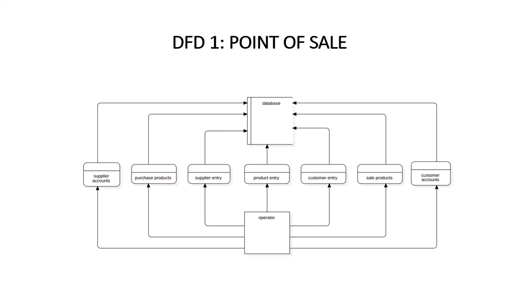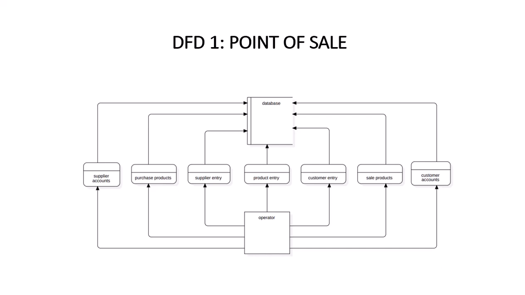Product entry: the operator enters the product, and product entry goes through this application. So this is the application process, because the application assures the process and the data goes here to the database. Similarly, customer entry and supplier entry go in this direction, and then purchasing product and supplier product. So all the flow of data is mentioned here.